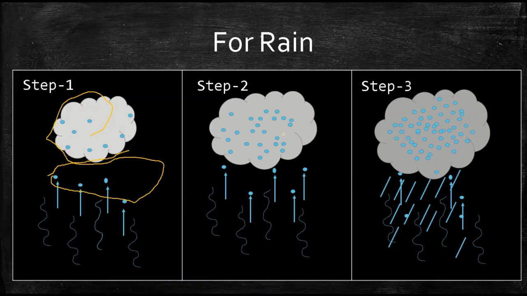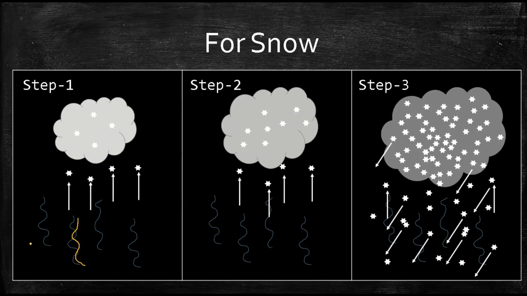When they grow bigger and bigger and they reach a condition when they cannot hold their weight, they fall on earth in the form of raindrops. Okay, so this is the formation of cloud with water droplets and the formation of rain also, and that's how we get rain on the earth. Now the same thing will happen, but here the temperature is freezing.